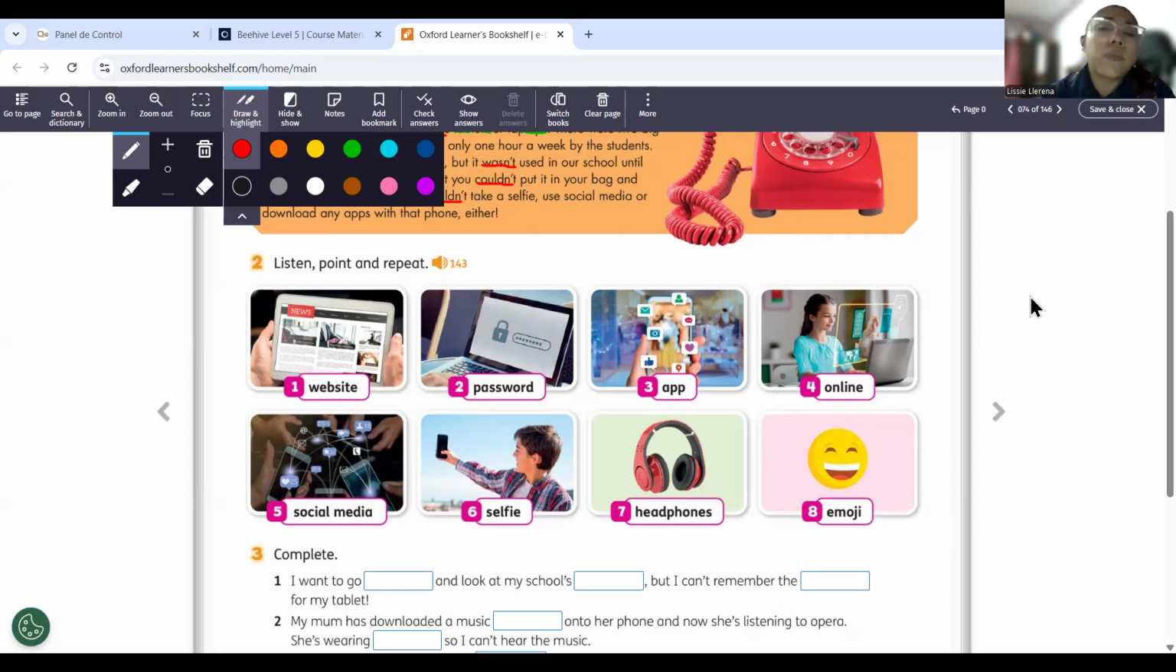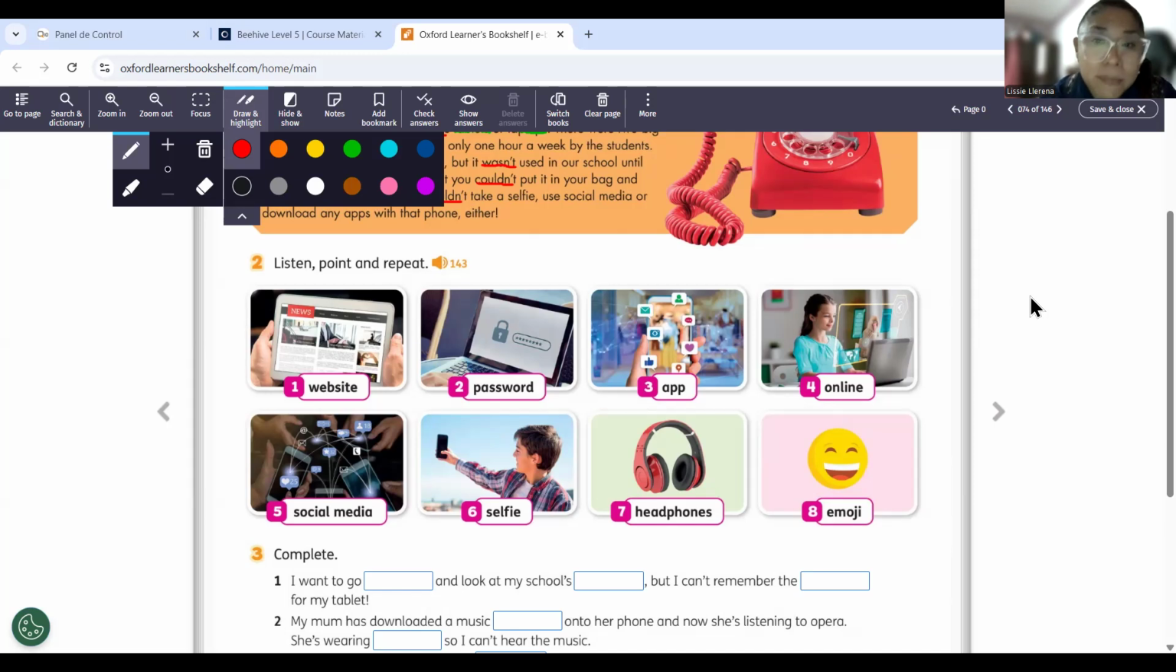So you already know these words. Ustedes ya conocen, chicos, estas palabras. Vamos a empezar relacionándolos un poquito al español, okay? But as you know, we always try to speak English, English, English. Yes? Excellent. The first one is website. ¿A qué lo relacionamos? Sitio web. Wonderful. Yes. Password. You know this one is very common. Password, contraseña. Number 3, app is gonna be aplicativo. Number 4, online, online.